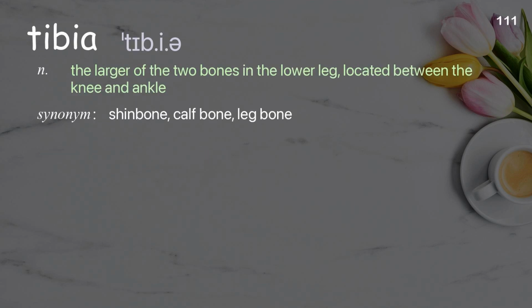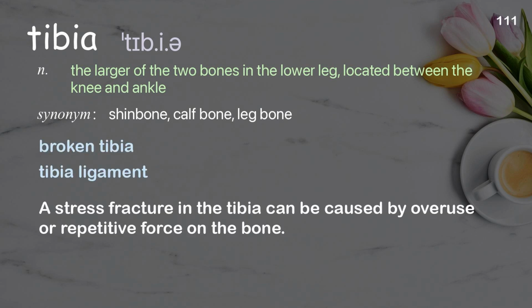Tibia. The larger of the two bones in the lower leg, located between the knee and ankle. Examples: Broken tibia. Tibia ligament. A stress fracture in the tibia can be caused by overuse or repetitive force on the bone.